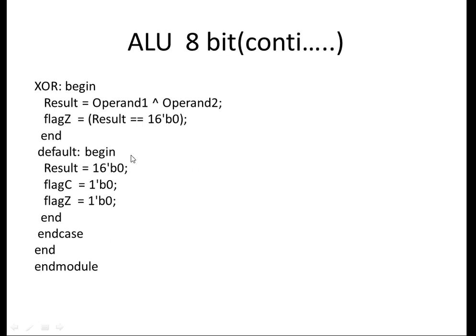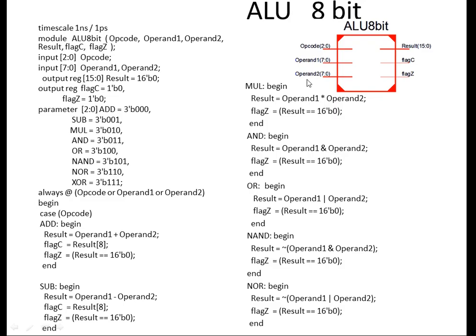And so default begin. In default, make the result 0. That means if none of the cases match, it will take this value. The result will be 0, all zeros. So end case, endmodule. If you want more bits or more operations, you have to expand this. Okay, that's all in this video.